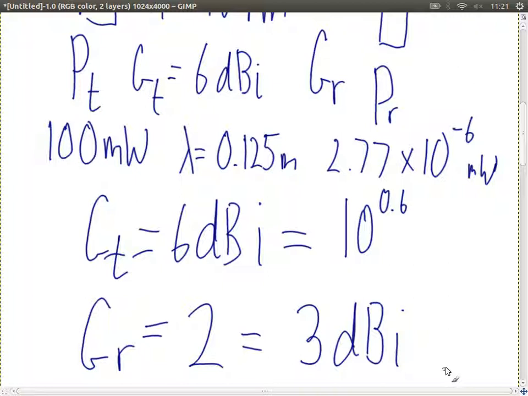So recognize to use the free space path loss model and then find the parameters. And given the known values, there should be one unknown and find that unknown value.